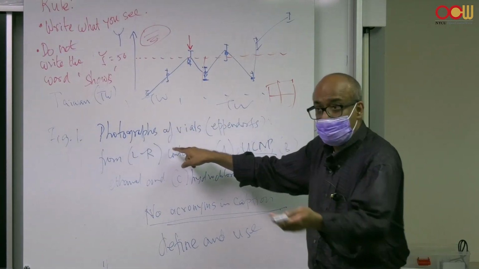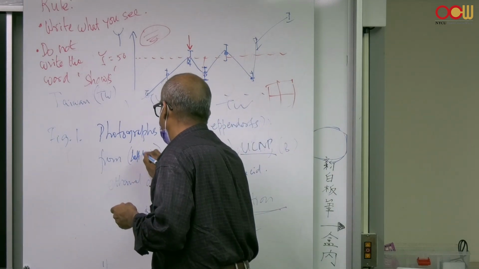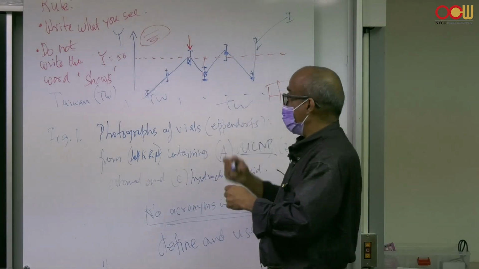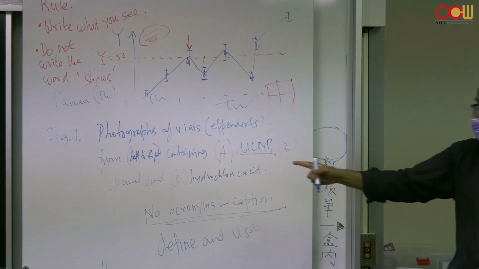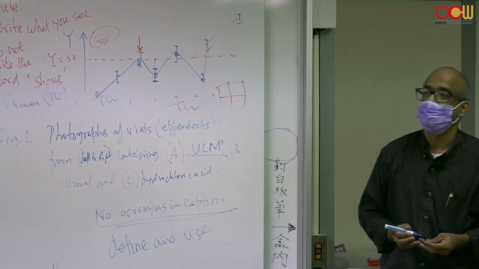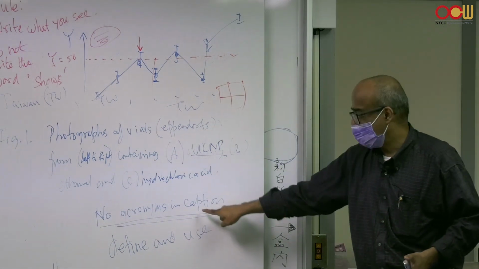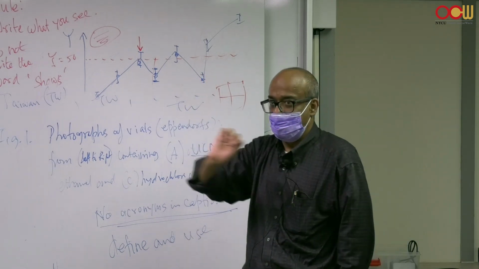And L2R, of course, you have to write fully, left to right. If it appears again, if you have another figure, like the next one, then you can write L to R, because I have defined it as left to right. Define and use. Otherwise, no acronyms. All longhand. You have to write longhand.